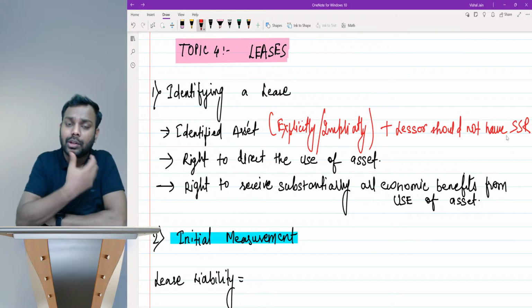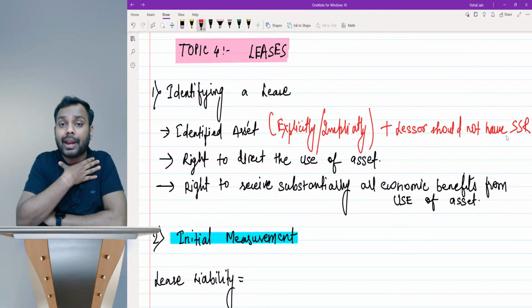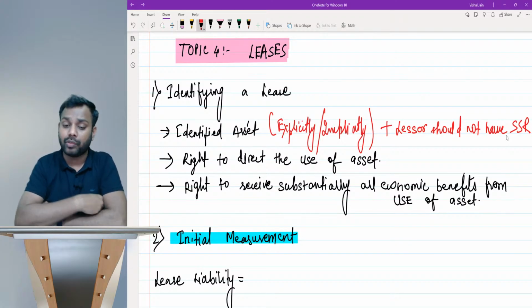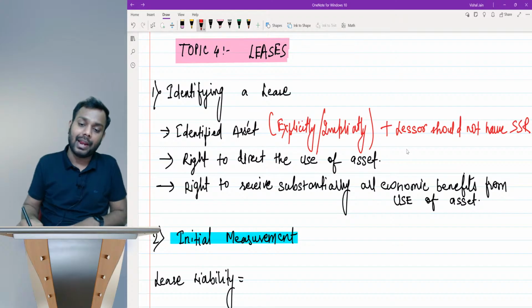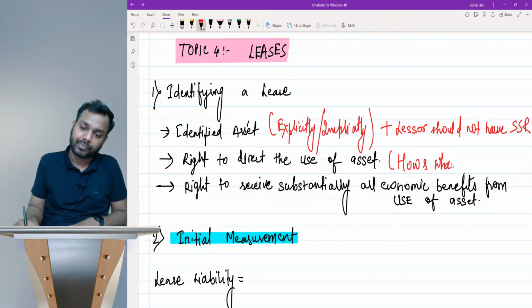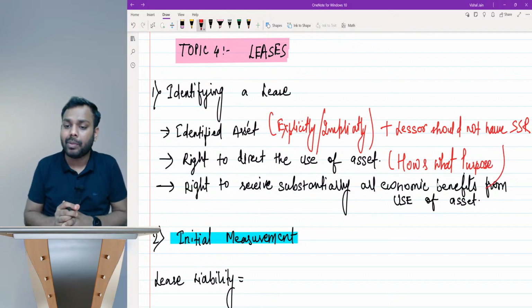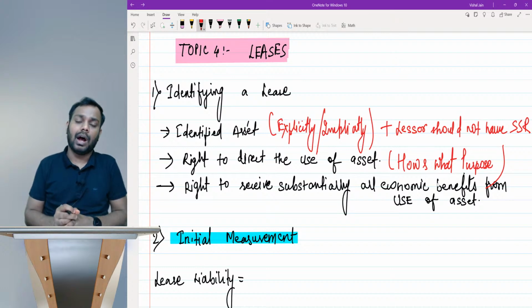So I will get the right to direct how the asset will be used. I will get the right to direct the use of the asset. Basically, I will get the right to determine how and for what purpose the asset will be used for, right?